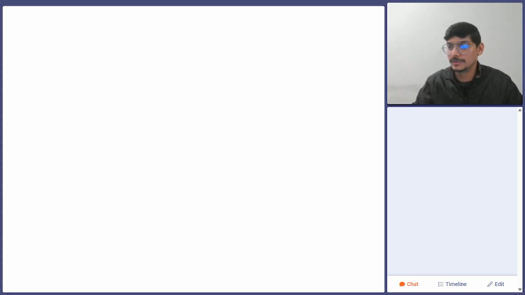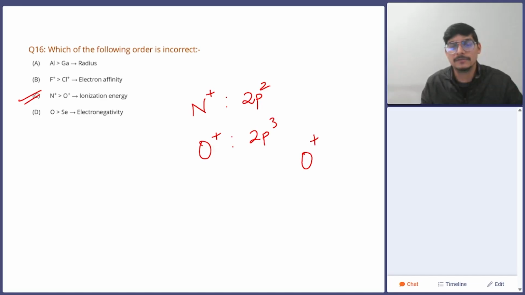Moving to the next question, which of the following orders is incorrect? In this case, the correct answer is option C, because we are talking about the ionization energy. Now, if you're removing an electron from nitrogen, that makes it 2p2, right? Because nitrogen itself is 2p3. And if you remove 1 electron from oxygen, so O+ makes it 2p3. Now you can see obviously the half-filled subshell is extra stable, so O+ should have higher ionization enthalpy compared to N+. So this is not correct, right? So the remaining orders are correct.